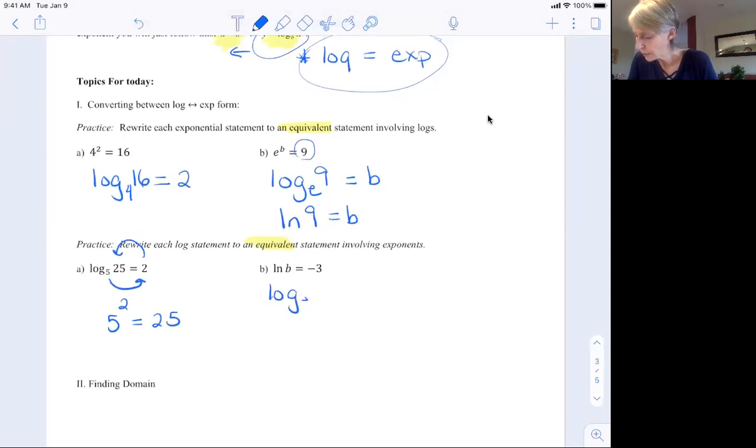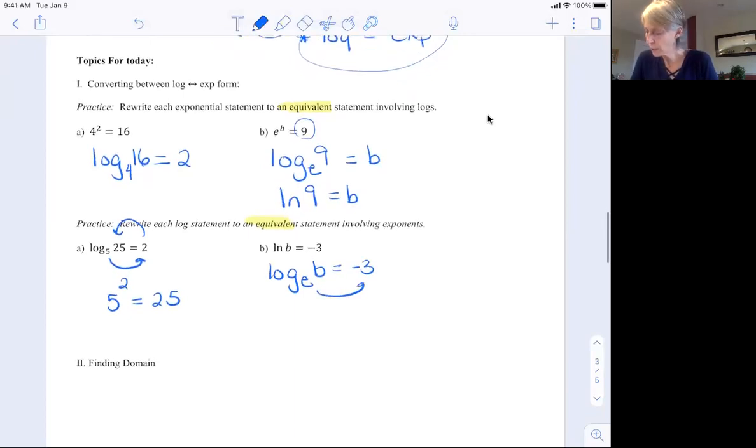ln of b is really log base e of b. And now I'm going to make my little circle guy. e to the negative third equals b. Once again, saying ln of b equals negative 3 is the same as saying e to the negative third equals b. Okay, so it's pretty straightforward.